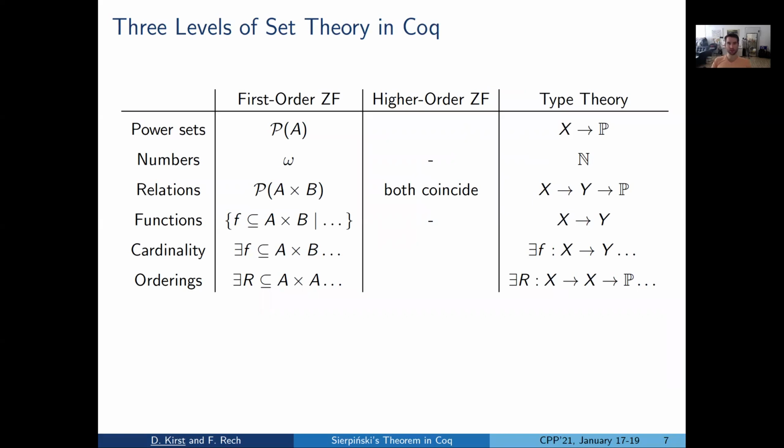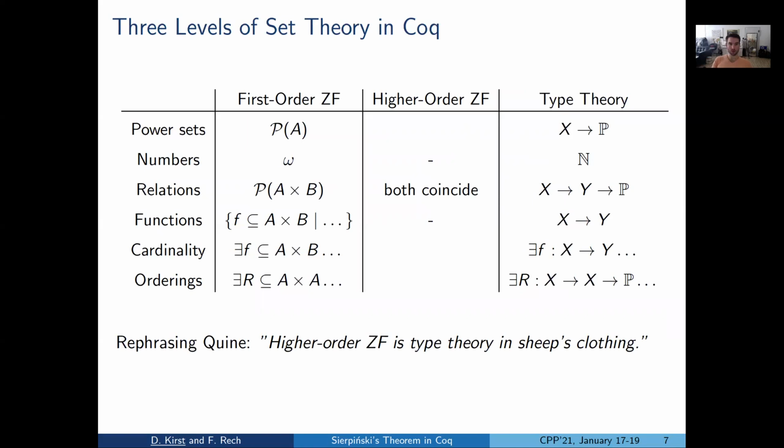All right, so in summary, if you want to represent set theory in type theory, there's a spectrum of at least 3 levels. You have the very low level first order representation with the standard set theoretic encoding of all abstract notions. And you also have the type theoretic level available, where you can express a lot of set theory itself. And in between, you have the bridging higher order set theory, where both of these levels coincide. So by rephrasing Quine, one could say that higher order set theory is type theory in sheep's clothing.